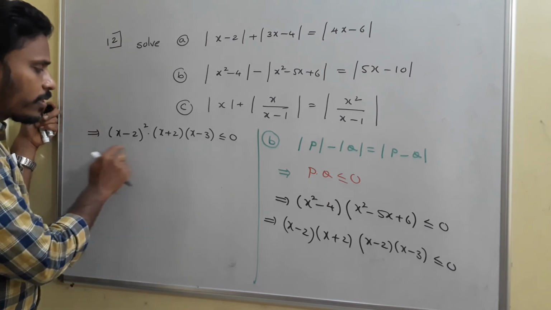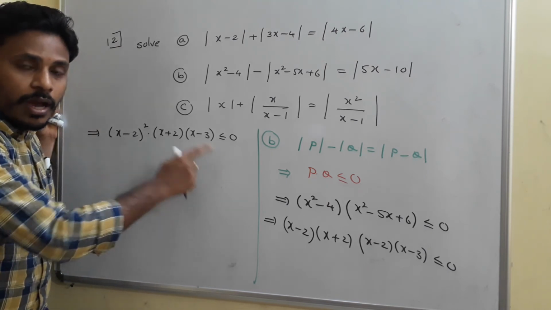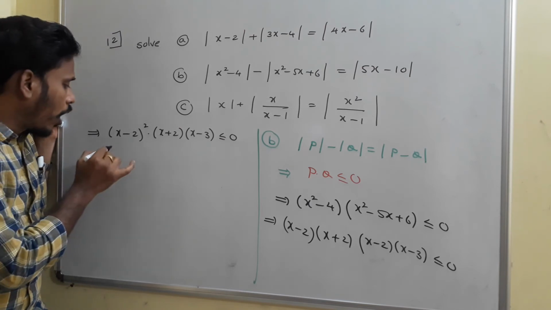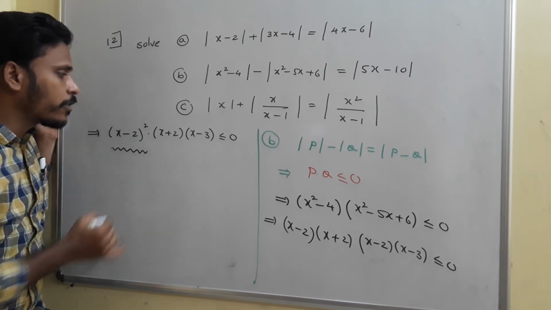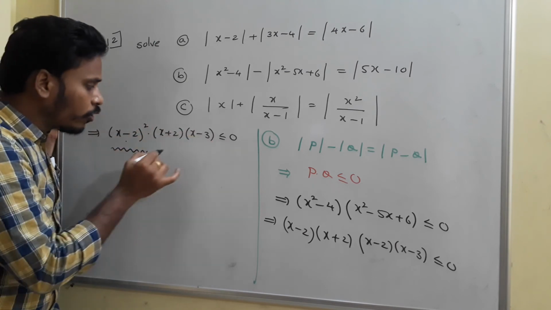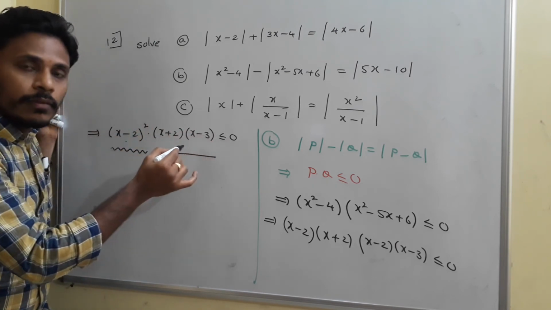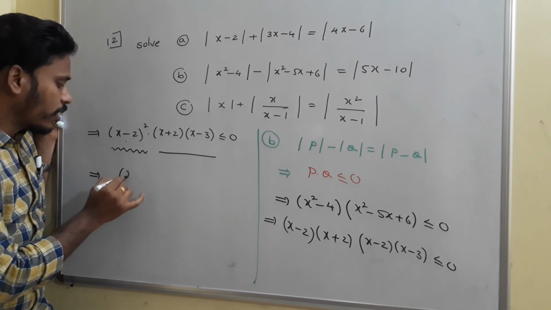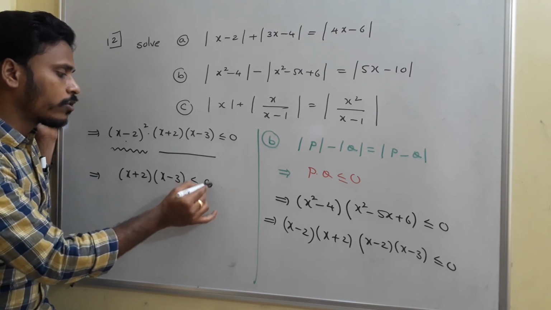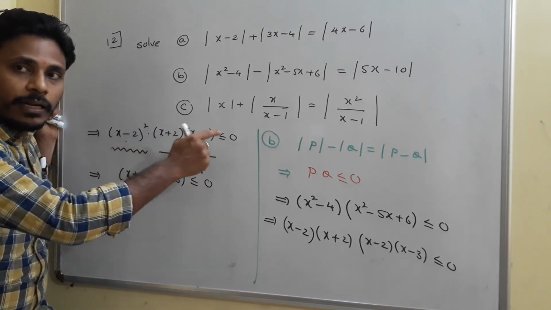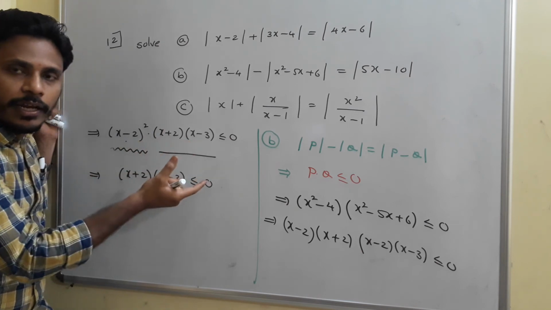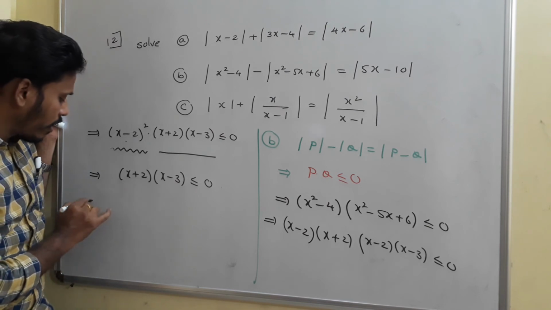Now think about it. See, this product is negative, and we are very sure that this (x − 2)² is positive. Is it right? Always this (x − 2)² is positive, and since it is positive and the product is negative, we need to say that the remaining part is negative. So (x + 2)(x − 3) is less than or equal to 0. The product is negative and we are sure that the square is positive, and that's why this is clearly negative.